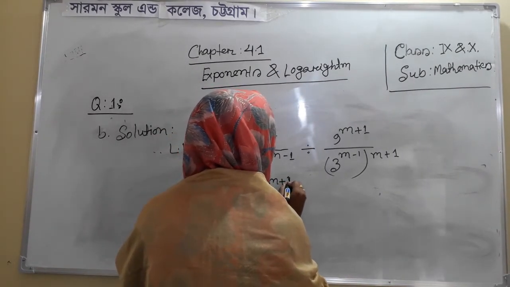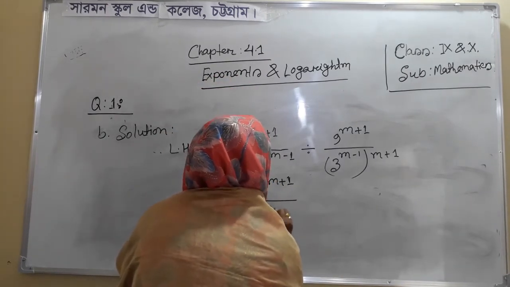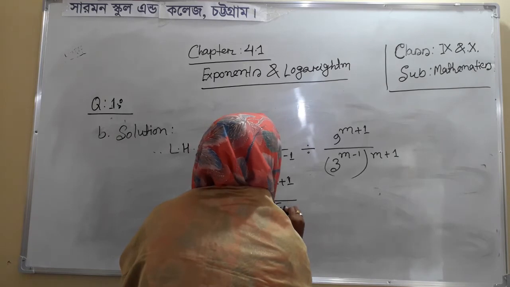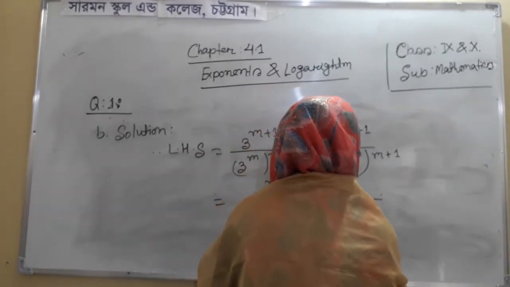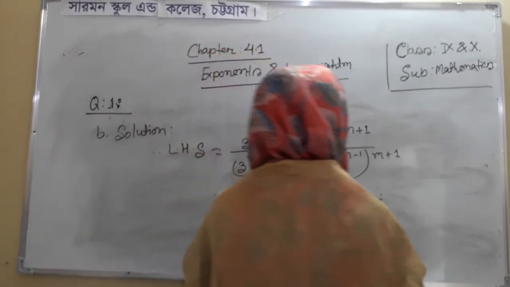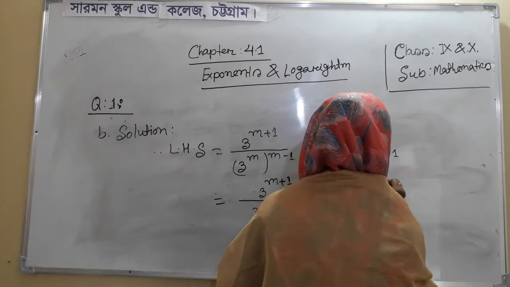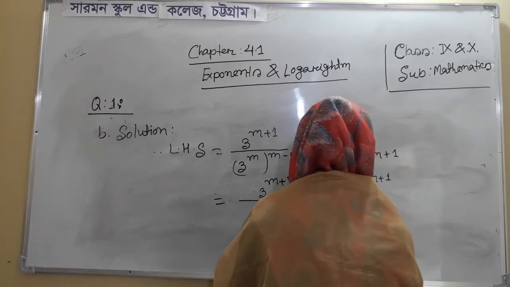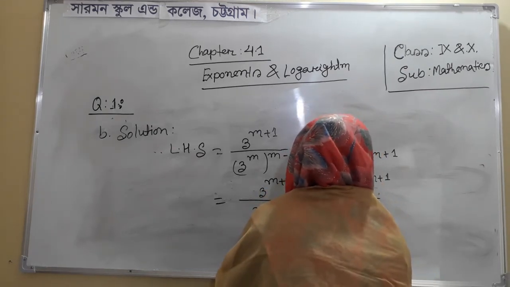Now 3 to the power m plus 1, here we can apply the formula, m square minus m. Here we can write 3 square whole to the power m plus 1, and here we apply the formula.